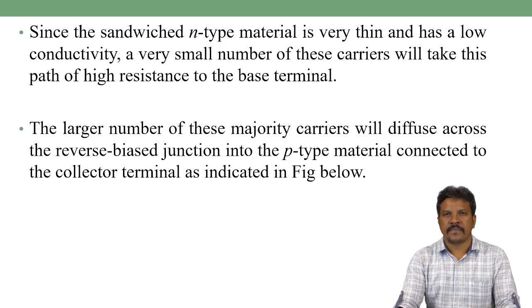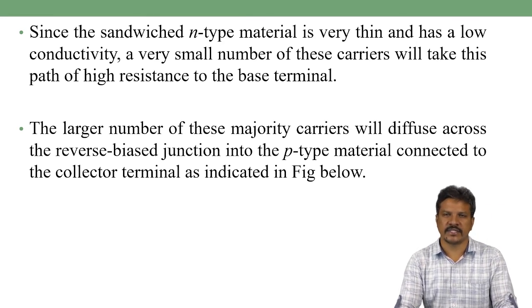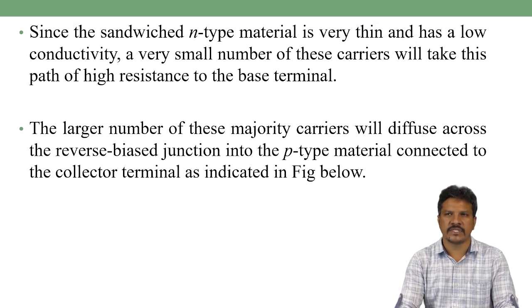Since the sandwiched N-type material is very thin and has low conductivity, low recombination takes place in this thin layer, and a very small number of these carriers will take this path of high resistance to the base terminal. So the base terminal always has a small current flow, measured in microamperes, compared with the current flow in the collector and emitter, which is in milliamperes.